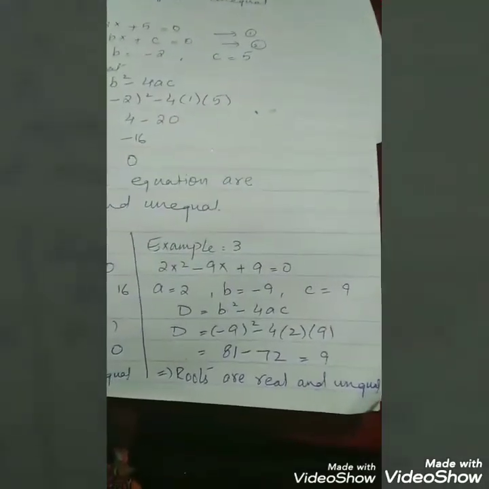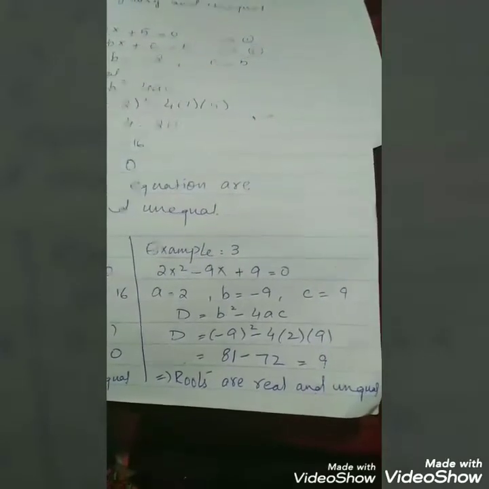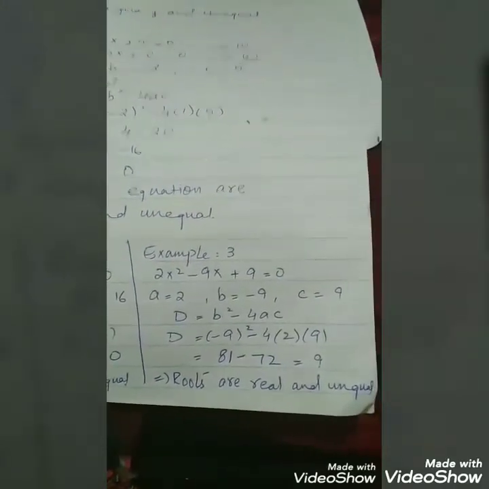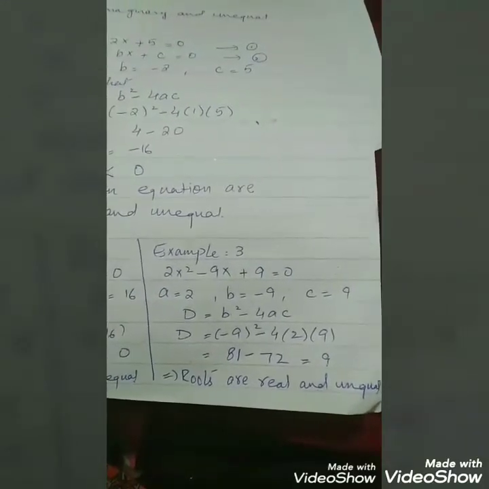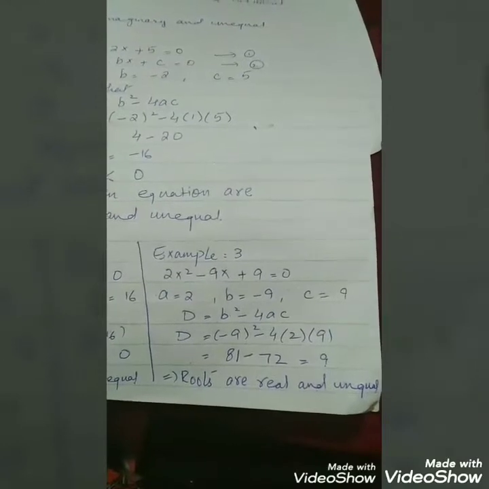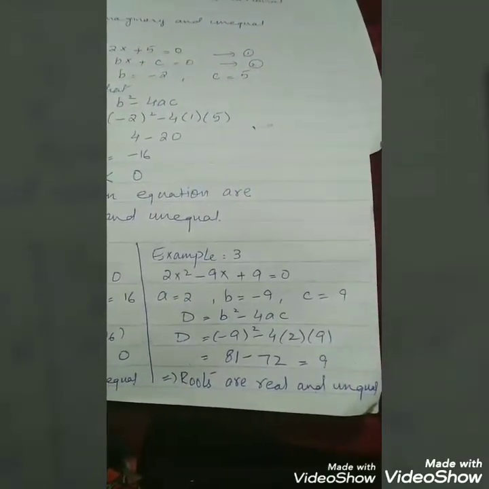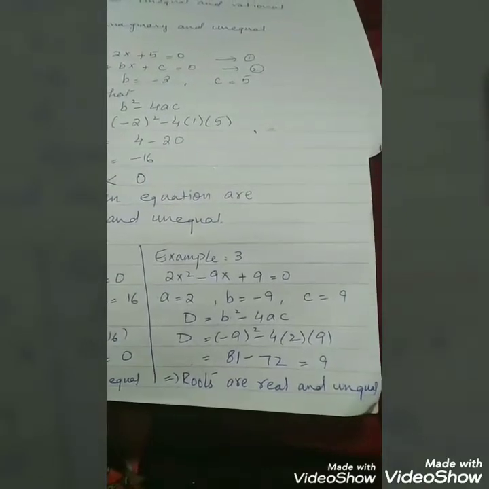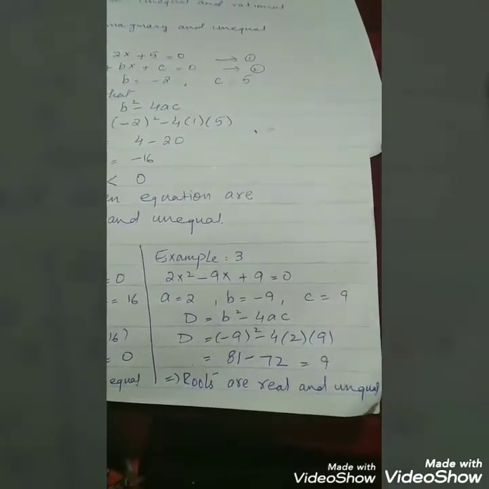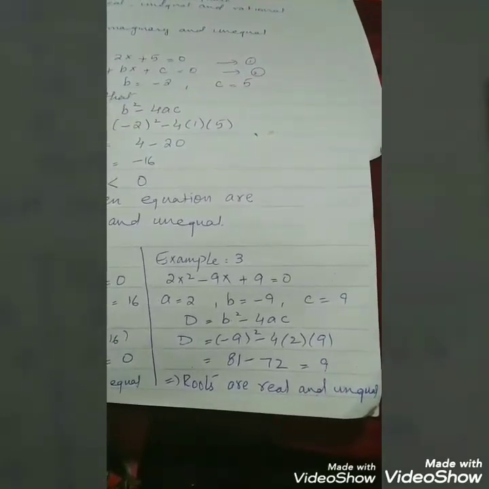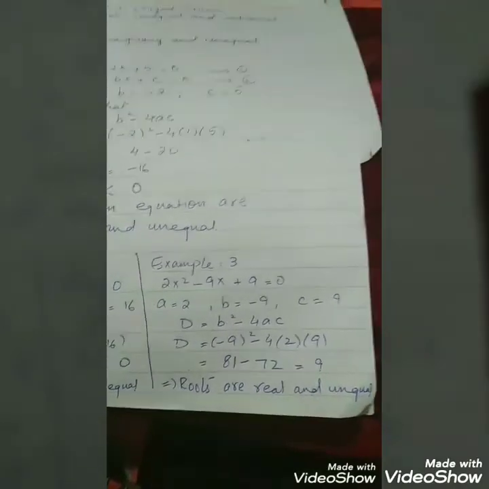Now have a look at another example. Example number 3: 2x square minus 9x plus 9 is equal to 0. Here a is equal to 2, b is equal to minus 9, and c is equal to 9. Now again, calculating d, which is equal to 9, greater than 0 and a positive value, implies that roots are real and unequal.